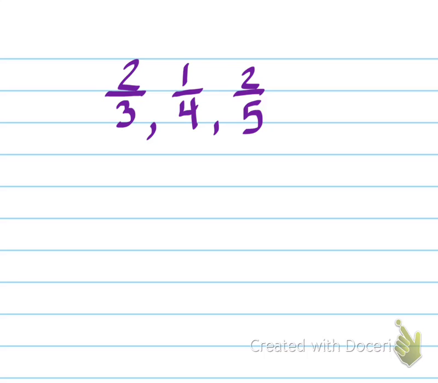Go ahead and pause me, try it on your own, and then come on back and check your work. All right, so hopefully you paused me and now you're back to check your work. We have 2/3. Well, again, 3 is an odd number, so the easiest thing to do is to just bump it up to the next number, which is 4. And we know that 2/4 is really 1/2.